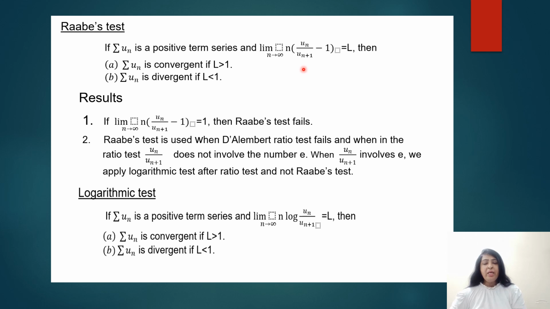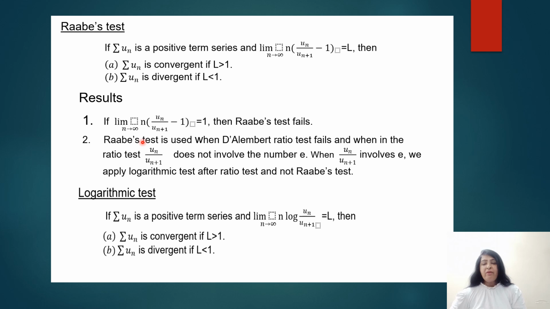Now you can see that this term is just like the ratio test. Clear? But the difference is there. In the ratio test we are using just this term only, but here it is with a negative sign and multiplied with n. This thing you have to remember.